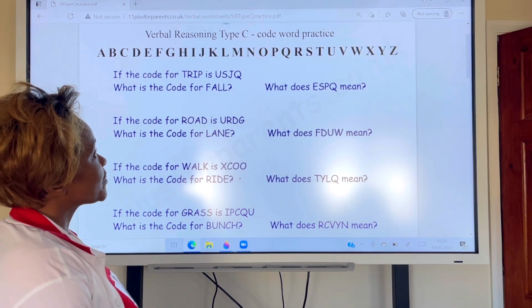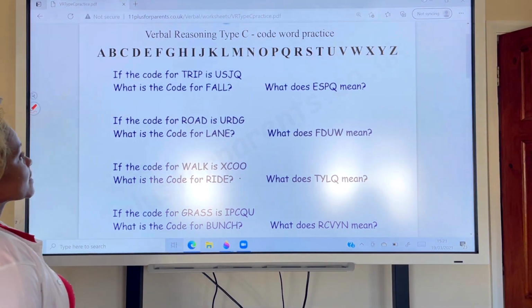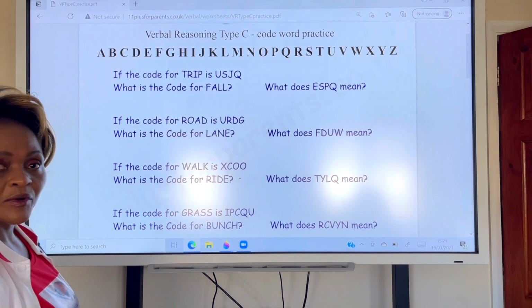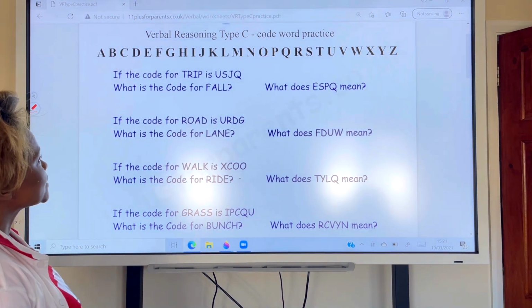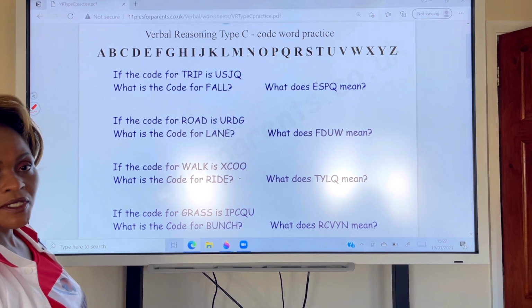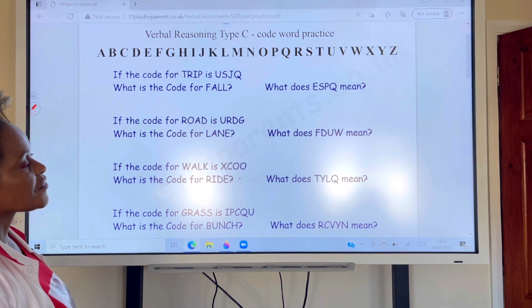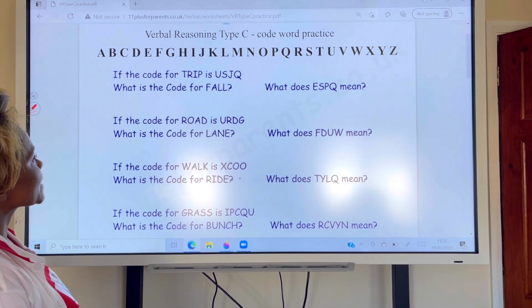Today is on verbal reasoning type C, code word practice. I have got some words on the board and some codes on the board. What I need to do is match the code with the word. So we need to find the pattern first, and there is a relationship, as you can see.